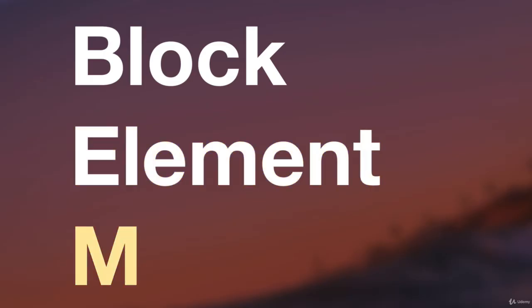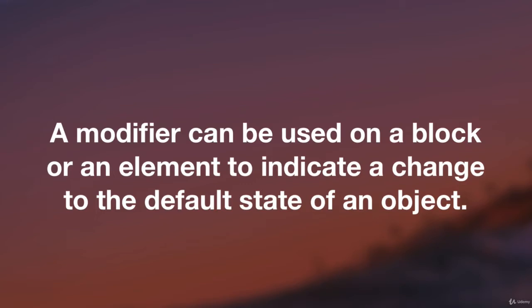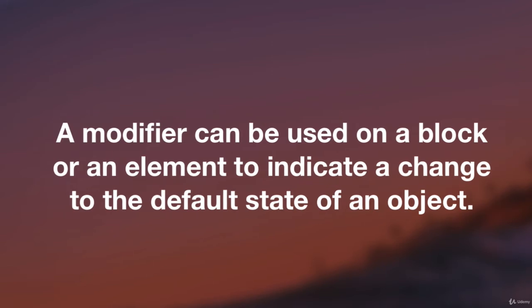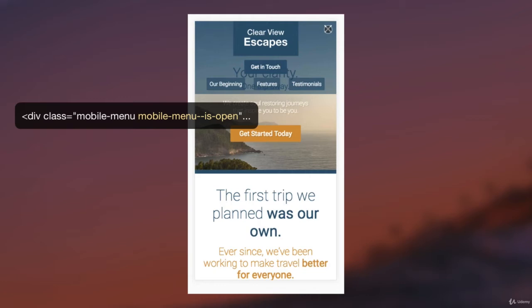Let's move on to the M in BEM, which stands for modifier. A modifier can be used on a block or an element, and we use a modifier to indicate a change to the default state of an object. So for example, let's imagine we have a mobile menu on a website, and by default the menu is hidden or closed. But when a user taps on the menu icon, we want to use JavaScript to add a modifier class to the menu block of --is-open.